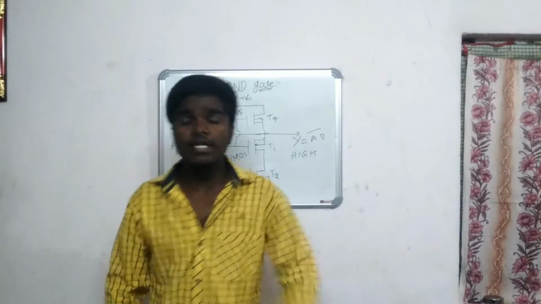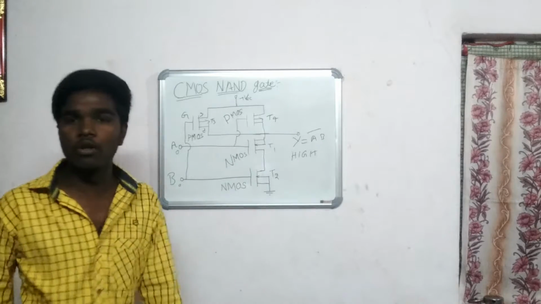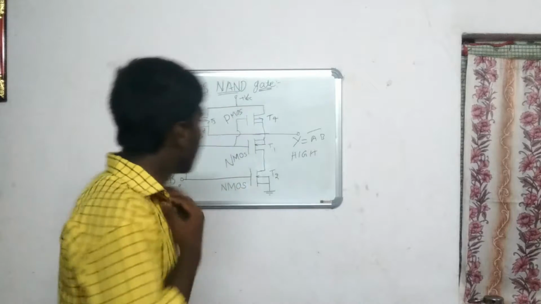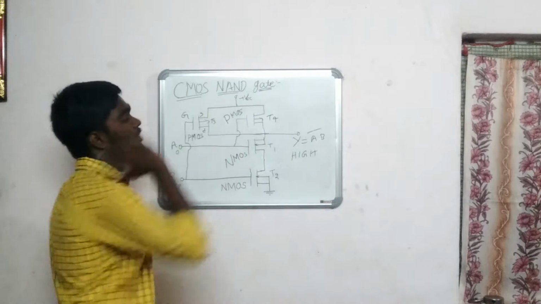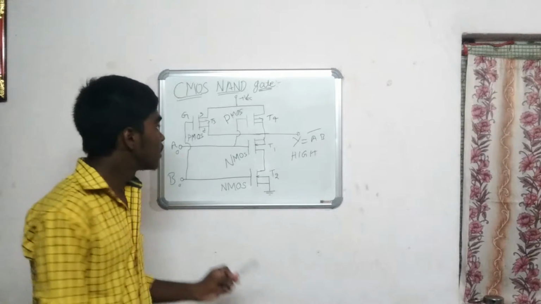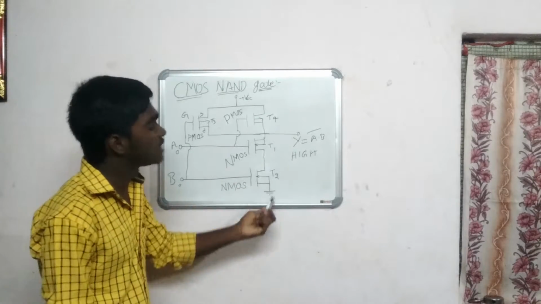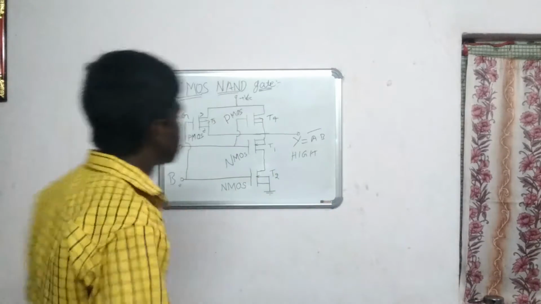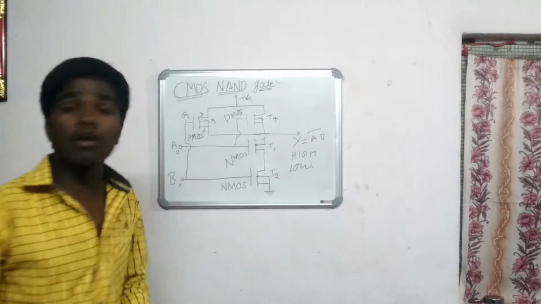When the input is given as both high, 1 and 1, then transistors T1 and T2 will be in on condition, T3 and T4 will be in off condition. Here we can see the output is connected to T3 and T4. The input two transistors are in on condition, but the output transistor MOSFETs are in off condition. The output we get is low. This is about the working of CMOS.